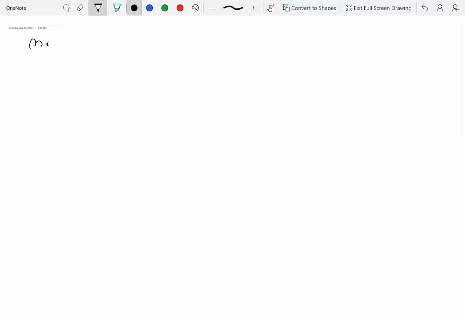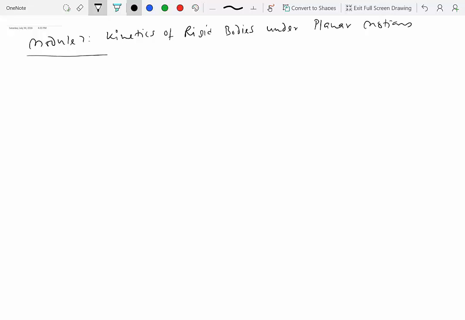Welcome to Module 7 on kinetics of rigid bodies under planar motions. This module also goes by some other names such as Newton-Euler equations for rigid bodies under planar motion, or planar kinetics of rigid bodies using Newton-Euler equations and so on. But ultimately we are talking about relating the forces and the moments with the acceleration.